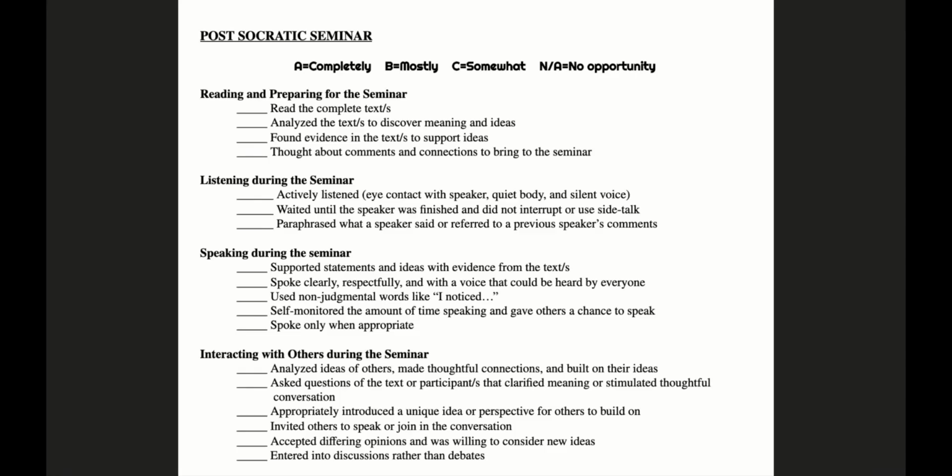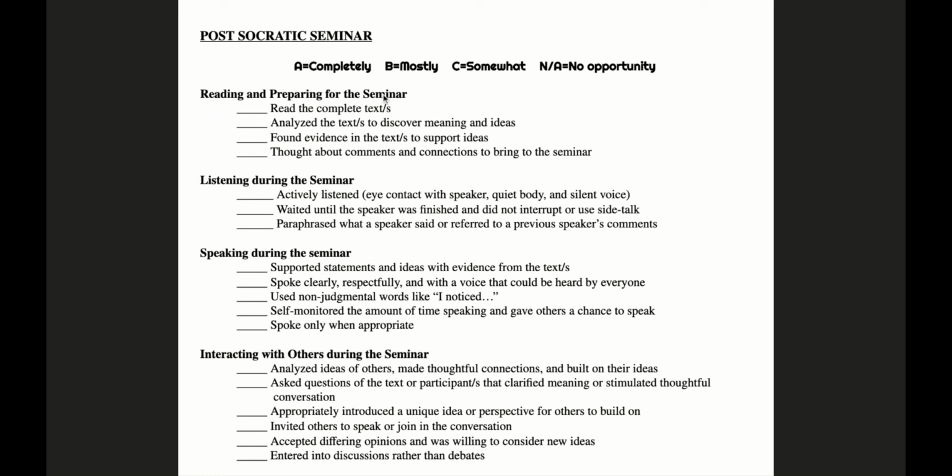And then there's a second page also that's post Socratic seminar, which you're going to be filling out all these little boxes with either A, B, C, or NA, which means no opportunity. So A means yep, totally. B means mostly. C means somewhat, and NA is like didn't get a chance. So you're going to be scoring yourself, and you don't lose points for being honest. This is your first Socratic seminar. It's about seeing where you're at and making goals for yourself, okay?